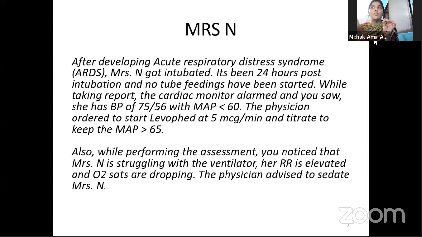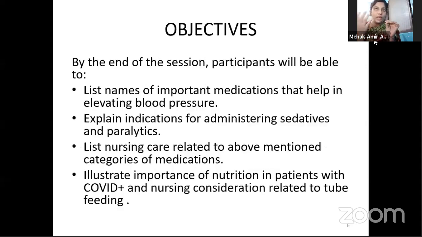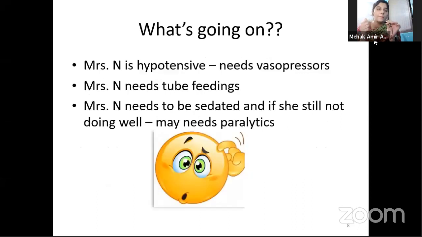And he advised you to titrate and keep the MAP. Your target is to keep the MAP above 65. So, performing the assessment, you notice that Mrs. N is struggling with the ventilator. There's an asynchrony between ventilator and patient, and the respiratory rate is also elevated and oxygen saturation is dropping. So, the physician advised you to sedate Mrs. N. Next slide, please. So, what do you think is happening and what's going on here?